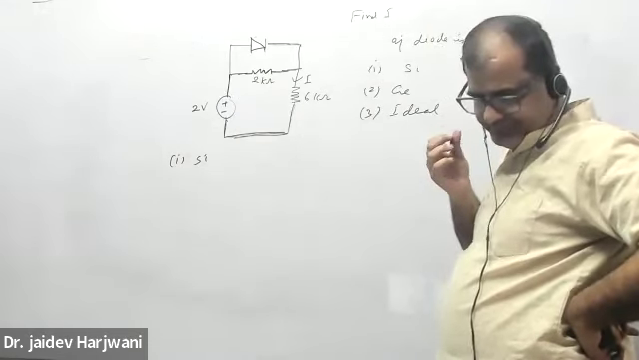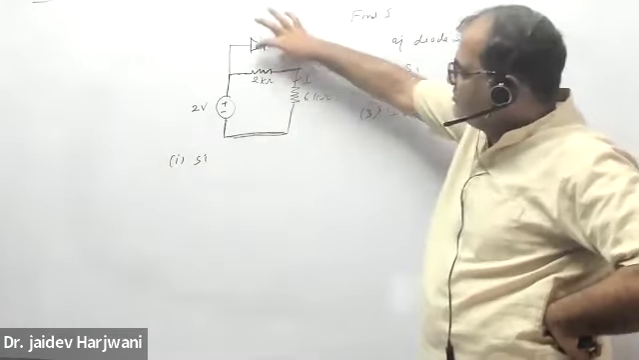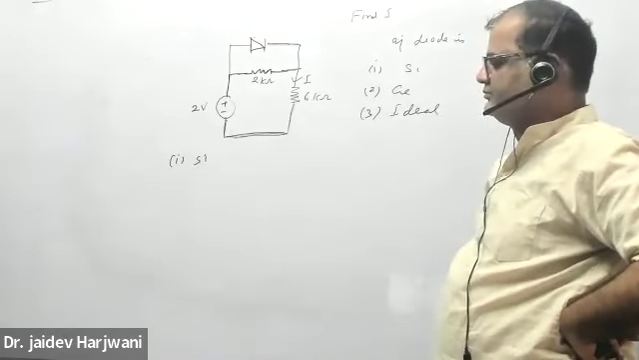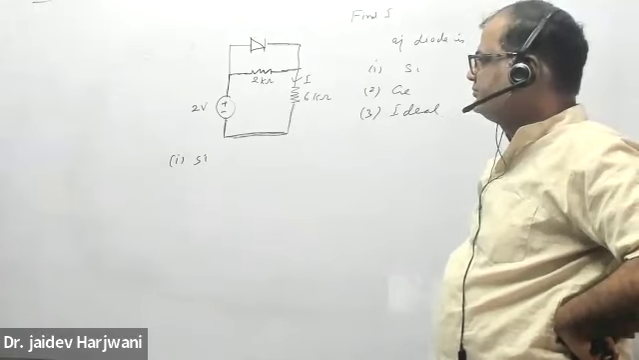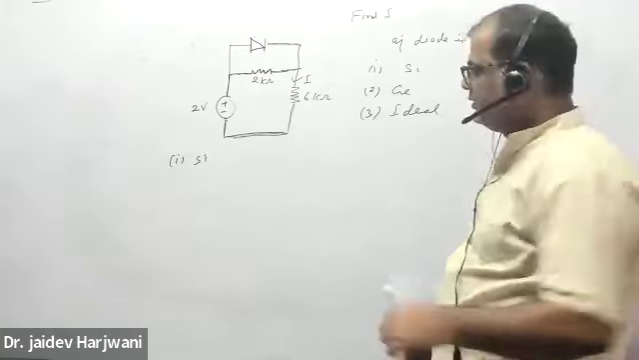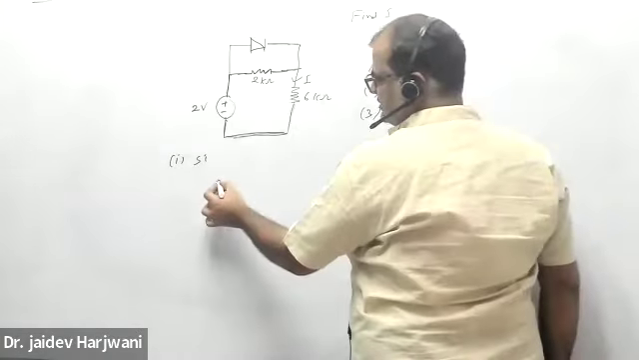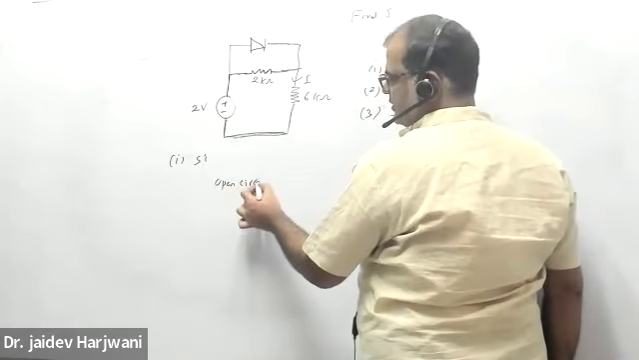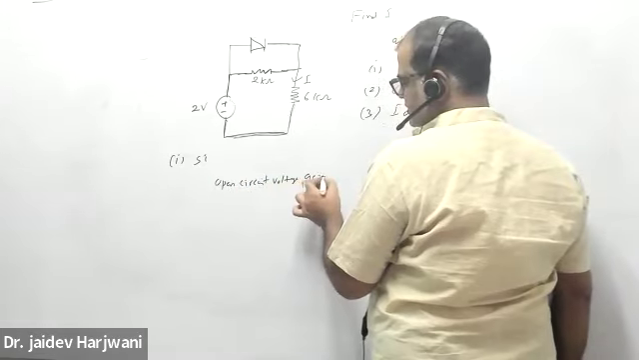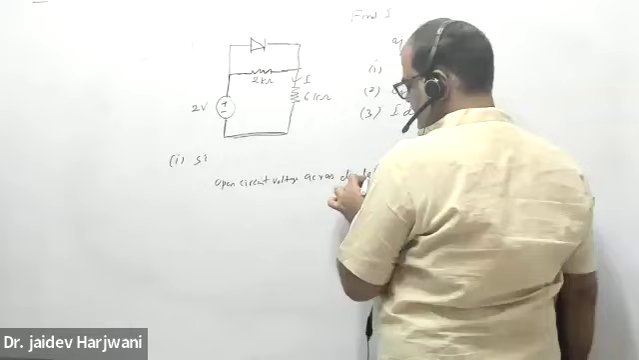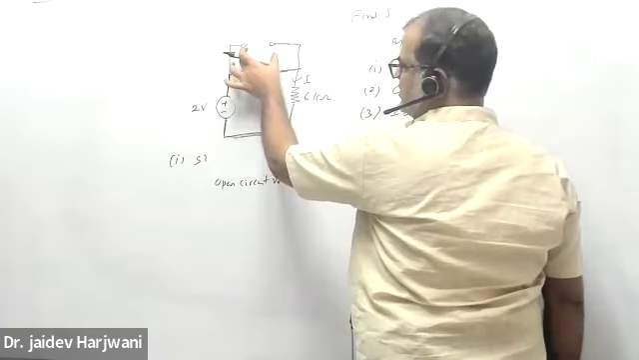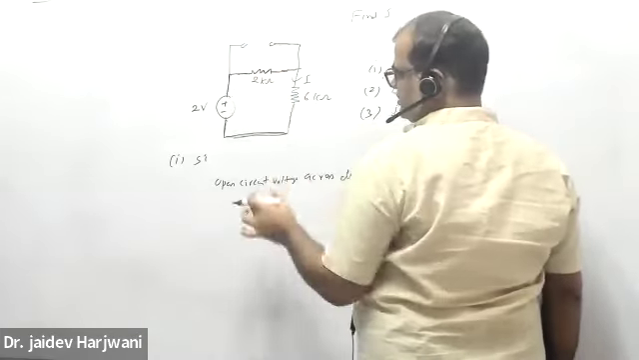Tamanna? Karishma? What is open circuit voltage across the diode? Sir, 1.3. How will 1.3 come? 2 minus 0.6. Open circuit voltage across the diode. If I make it open, what is this voltage? So it is 0.7. Is 0.7 coming?